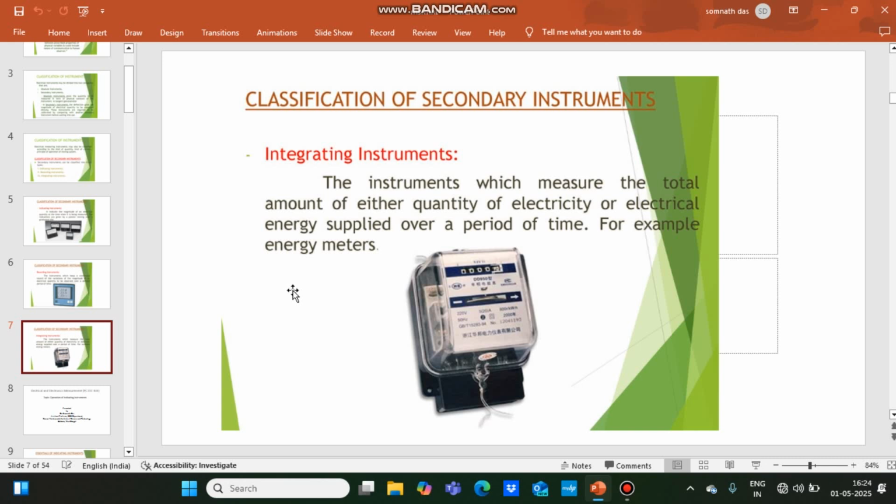That's all for today. In the next class, I will discuss the operation of different analog meters and what are the different forces required to operate an analog meter.